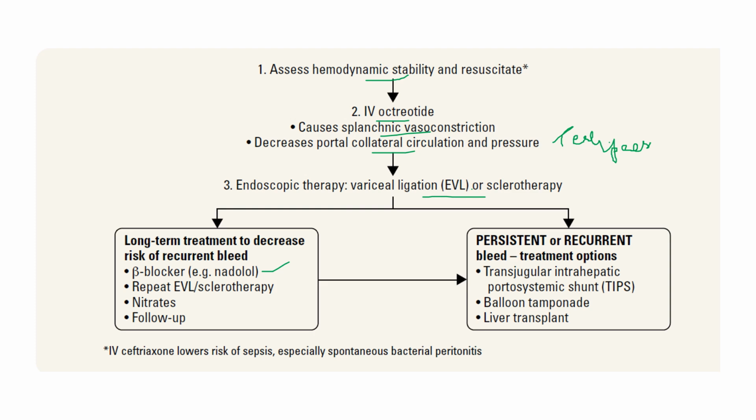Then prophylactically, to prevent further bleeding, you can give a beta blocker like nadolol. You can do repeat endoscopic ligation or sclerotherapy. Nitrates can also reduce the bleeding, and you can follow up the patient. If there is persistent or recurrent bleeding, you can go for TIPS. TIPS means transjugular intrahepatic portosystemic shunt. So this is a slide mainly on variceal bleeding, variceal bleeding for upper GI bleeding.